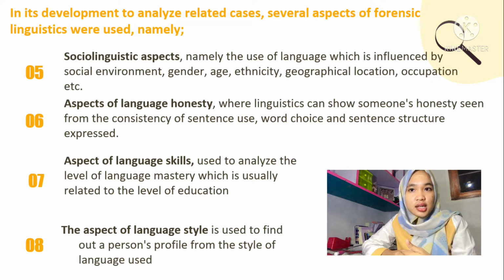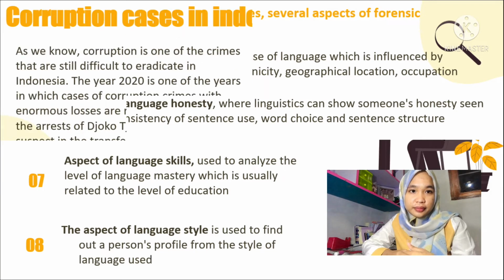The seventh is the aspect of linguistic skill. It is used to analyze the level of linguistic mastery, which is usually related to the level of education. The eighth is the aspect of language style. It is used to find out a person's profile from the style of language used.